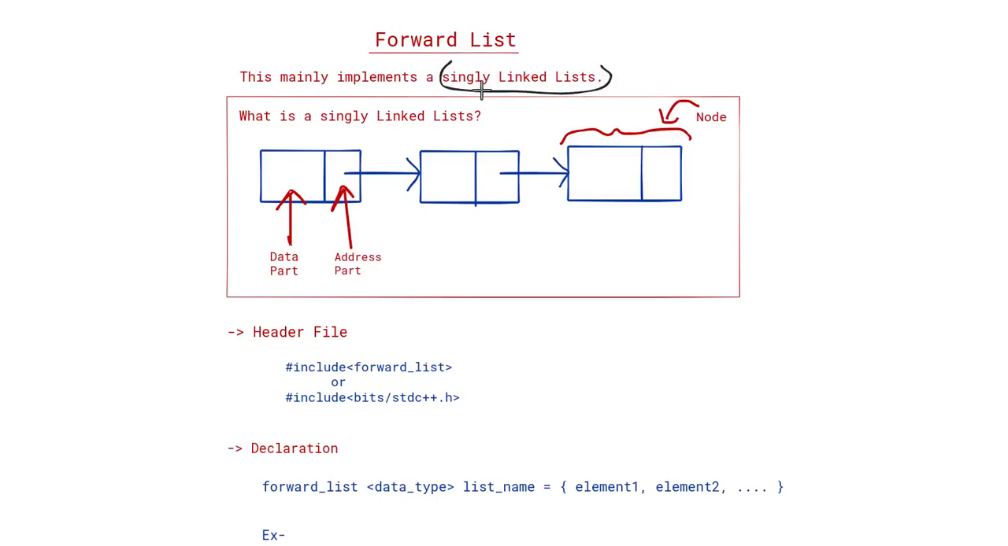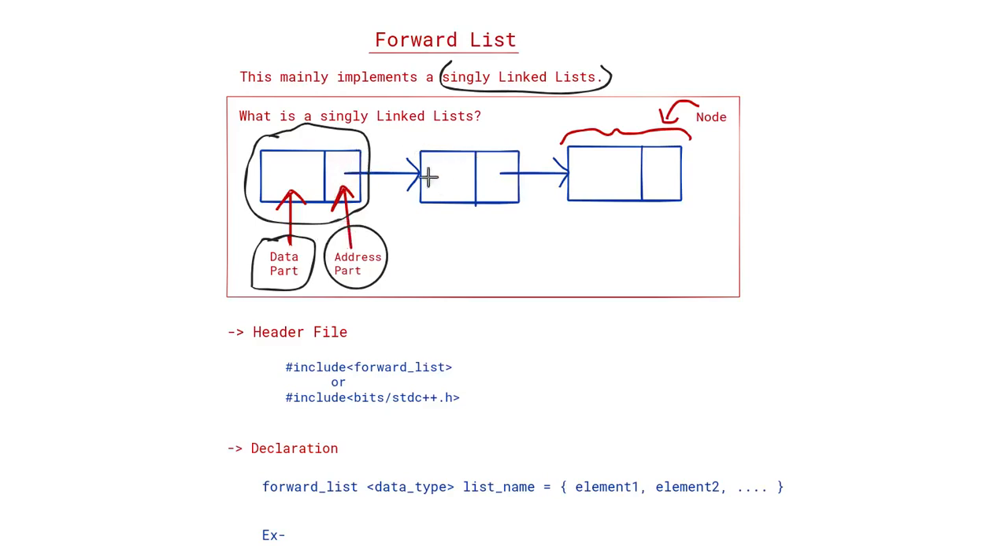A singly linked list contains nodes like this, and these nodes are divided into two parts. One is a data part, which contains some data, and an address part, which contains the address of the next node this node is pointing to. Let's say this is our first node and this is our second node. These are not contiguous like an array, so this is the second node. This second node's address is stored in the address part of this node.